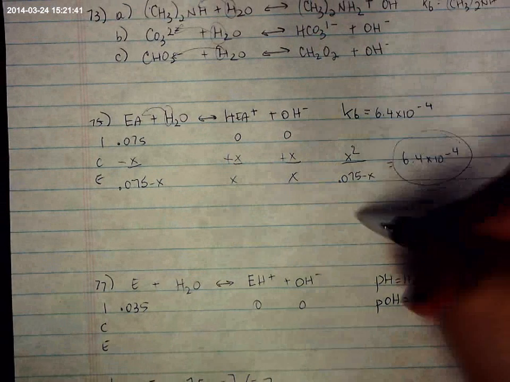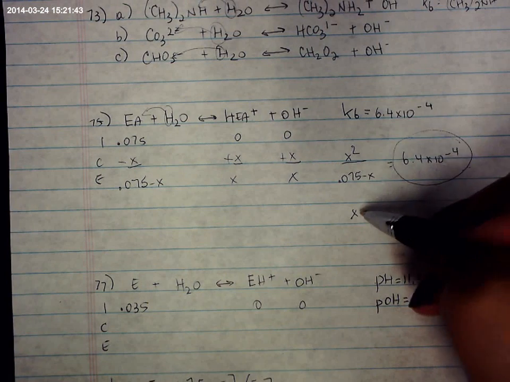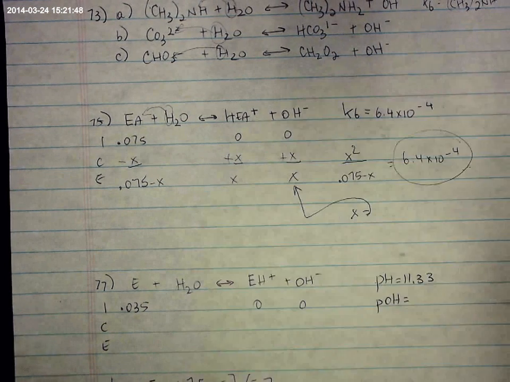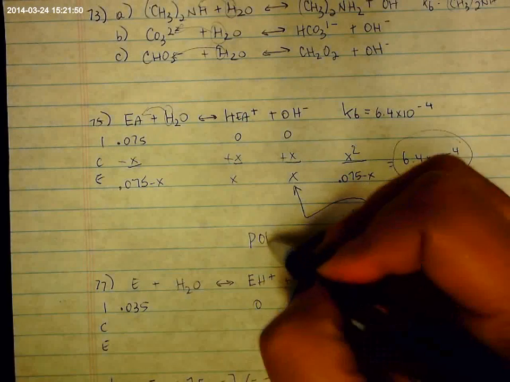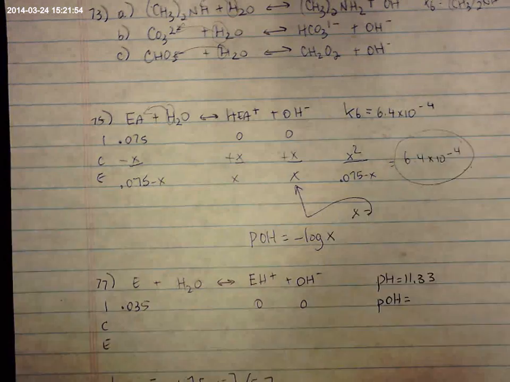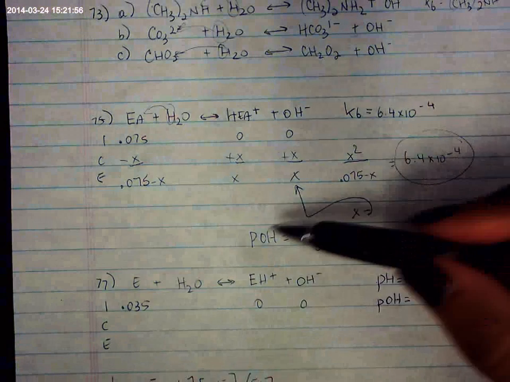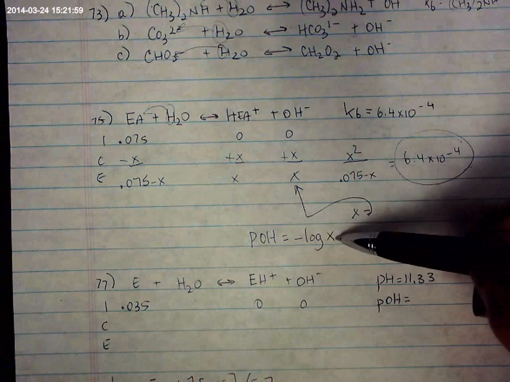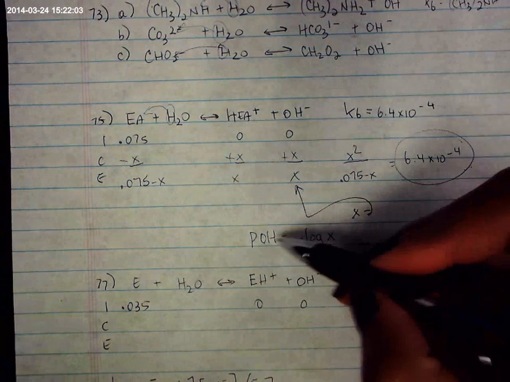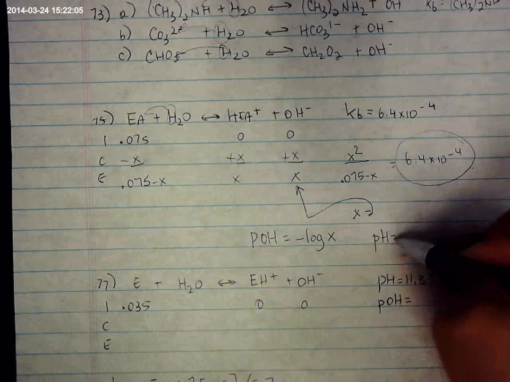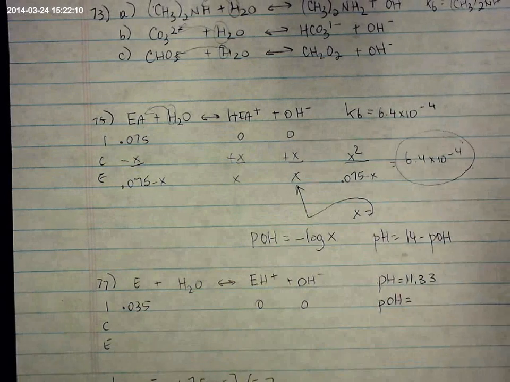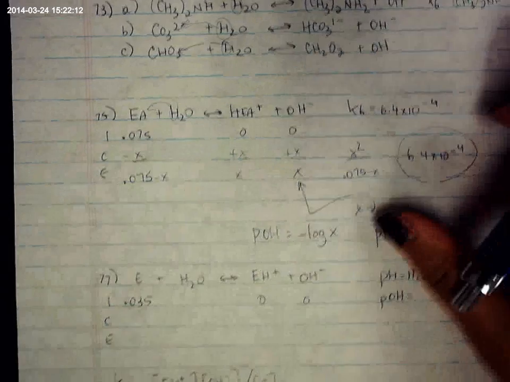So once you solve for X, X will be your hydroxide concentration. That will allow you to calculate pOH. So once you have the hydroxide concentration, you do the pOH by doing the negative log of X. They didn't ask for the hydroxide concentration. They didn't really ask for the pOH. They wanted the pH. So once you have the pOH, take that value and subtract it from 14 to get your pH. Alright, so that's how you do 75.